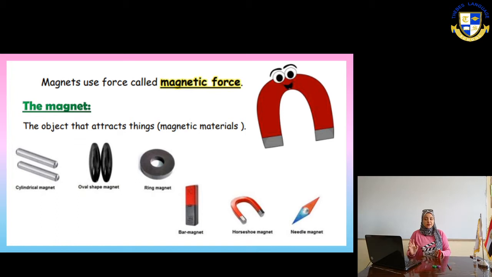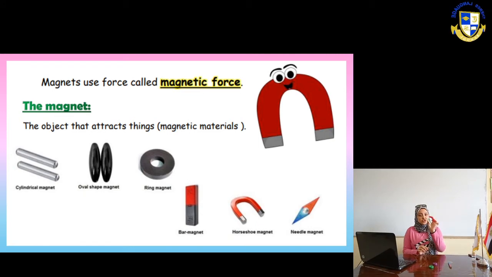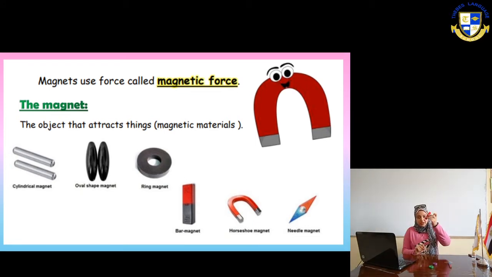We have different shapes of magnets, okay? The first one, as you can see in the picture, the cylindrical magnet. The other one is the oval shaped magnet. This one you play with all the time. And we have the ring magnet. It has this shape. Actually, this one has the same color. It's gray, but this is a cover for it, that's all. We have the bar magnet, okay? This one, we call it horseshoe magnet because it looks like the bottom of a horseshoe, okay? And the last one is the needle magnet. It's very thin, like a needle. These are the shapes of the magnet.